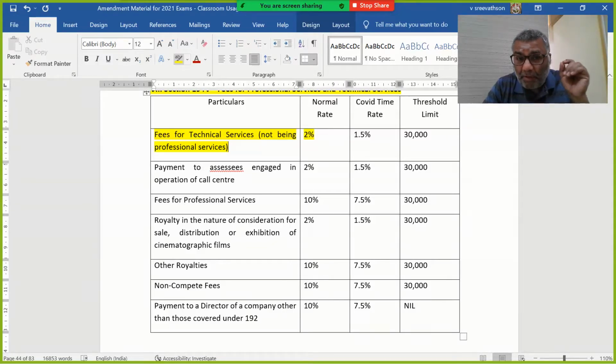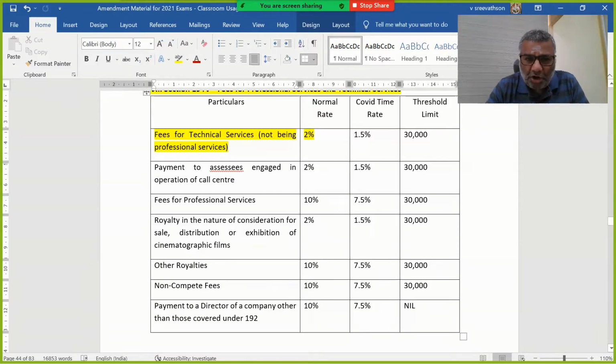But what type of technical services? Sir, I engage a professional who offers technical service. I engage a person to design a system, or a security system. He is a professional, though he is doing technical service. Of course, a flood of case laws are going to come on what is professional and what is technical. But now it is 2% for exclusively technical service. Exclusively technical service, the rate is no more 10%.